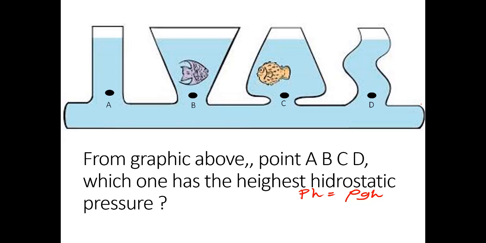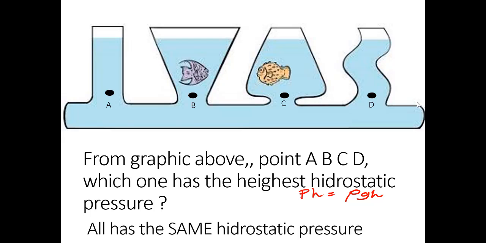1, 2, 3. Yeah, all have the same hydrostatic pressure. All of the conditions A, B, C, D have the same hydrostatic pressure. Why? Because rho, g, and h, all of these are the same at these points. So the hydrostatic pressure will be the same.